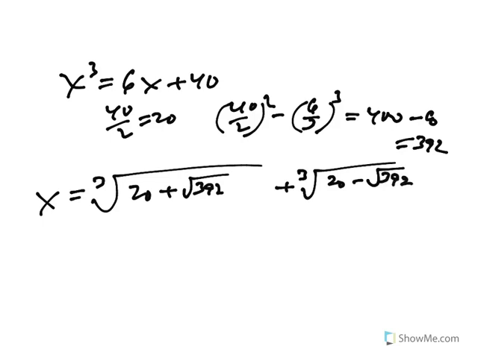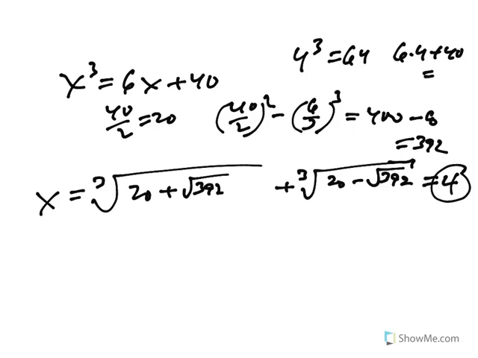So you have to leave it like this. But if you run this through a calculator, it actually equals exactly 4. If you plug 4 into this original question, you'll see 4 cubed is 64, and 6 times 4 plus 40 is also 64. But the formula might give us an ugly answer, an ugly number that's equivalent to some integer. There's no way to simplify it.